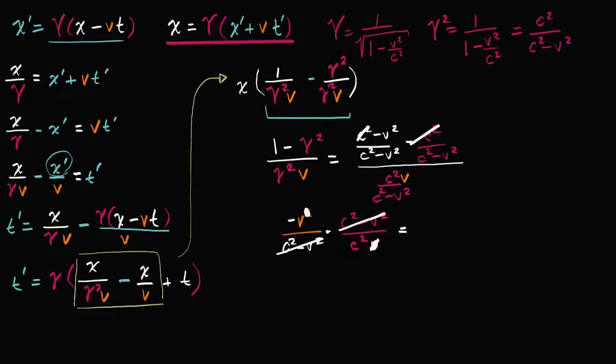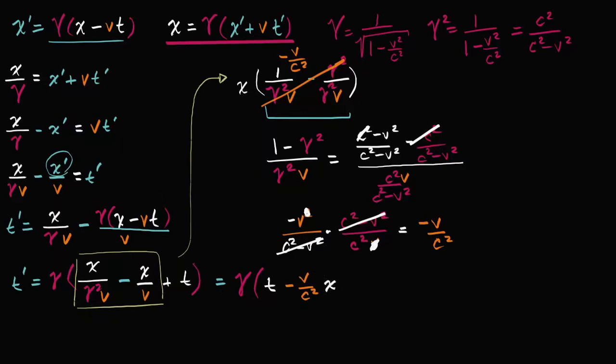It is all simplified to negative v over c squared. So all of this has simplified to negative v over c squared. And so we're in the home stretch. This expression, t prime, is going to be equal to gamma times, let's write this t first. So t, and then this expression has simplified to negative v over c squared times x. So we can write this as minus v over c squared times x.